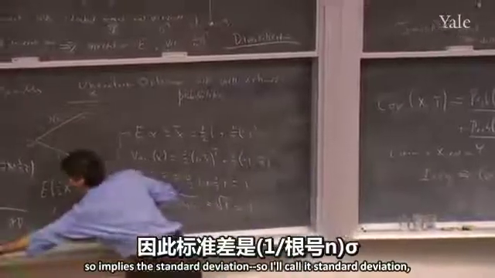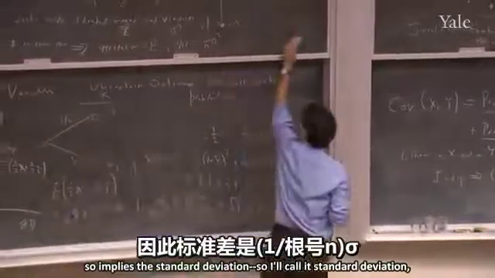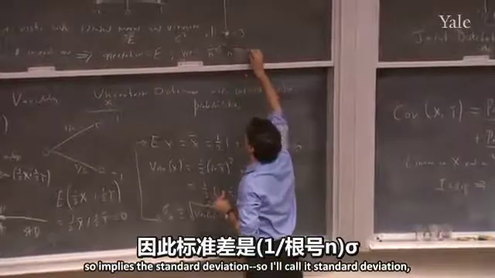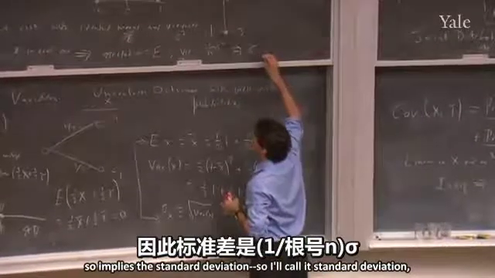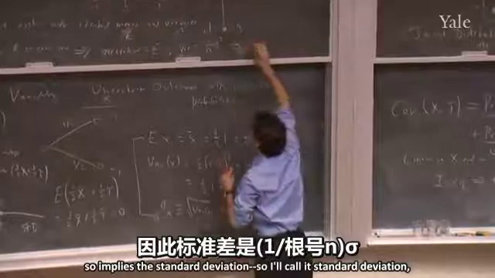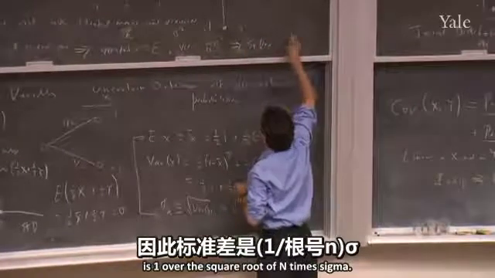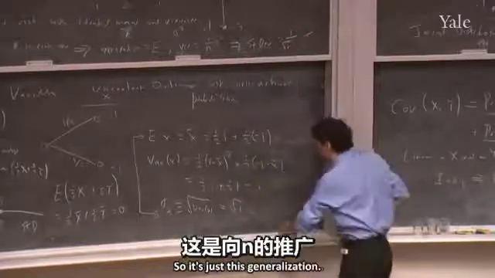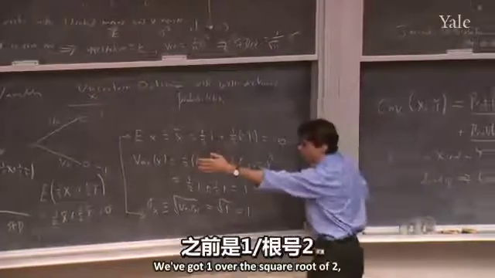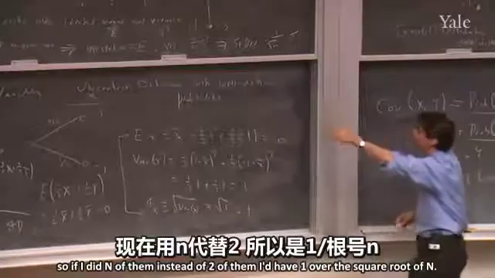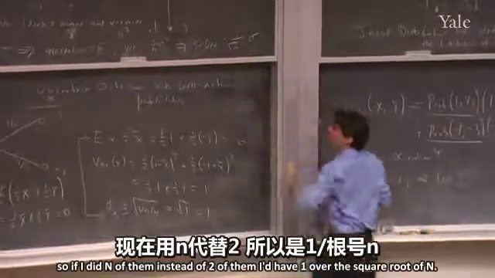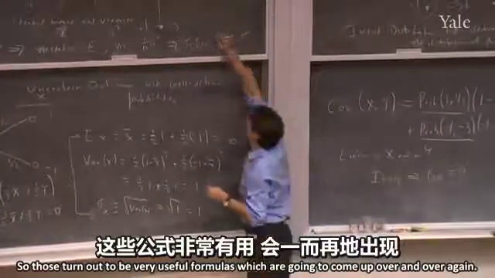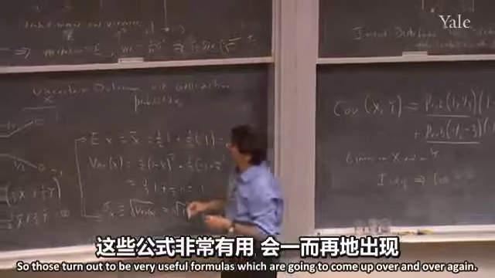Which implies the standard deviation is 1 over the square root of n times sigma. So it's just a generalization. We've got 1 over the square root of 2, so if I did n of them instead of 2 of them, I'd have 1 over the square root of n. Those turn out to be very useful formulas, which are going to come up over and over again.